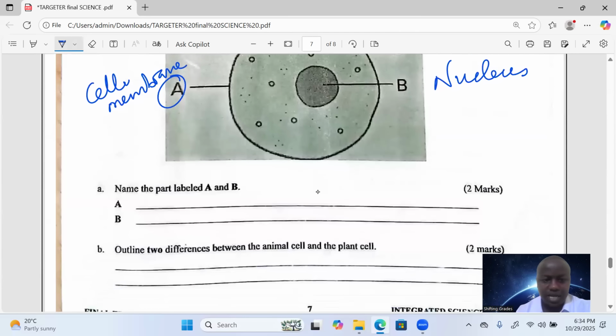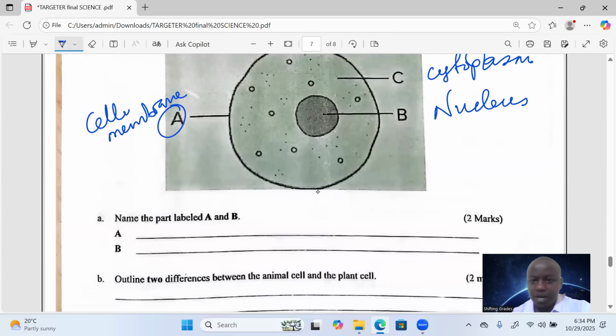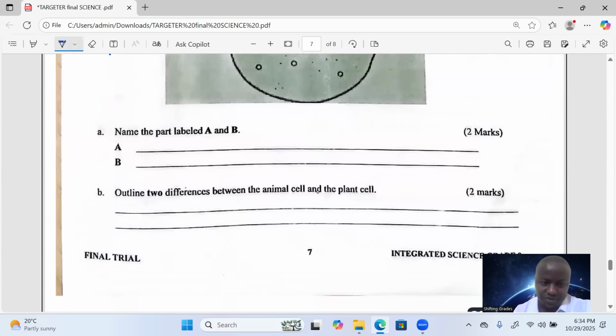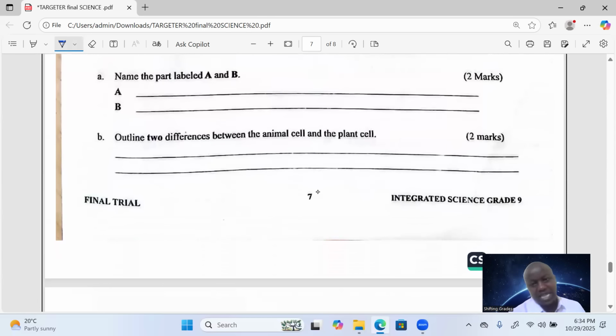Let's check the questions now. Name the parts labeled A, cell membrane, B, nucleus. Outline two differences between the animal cell and the plant cell.